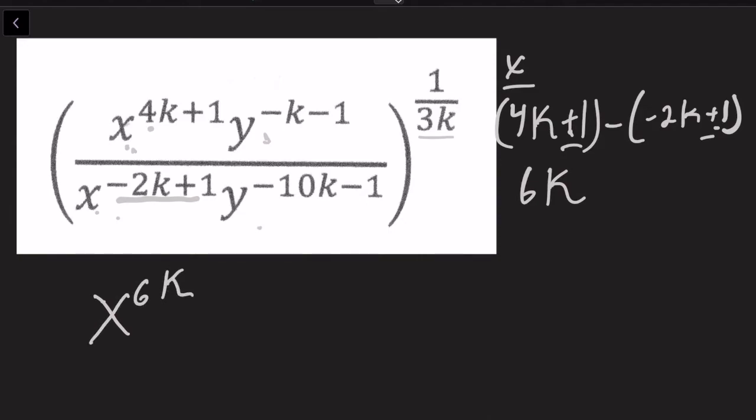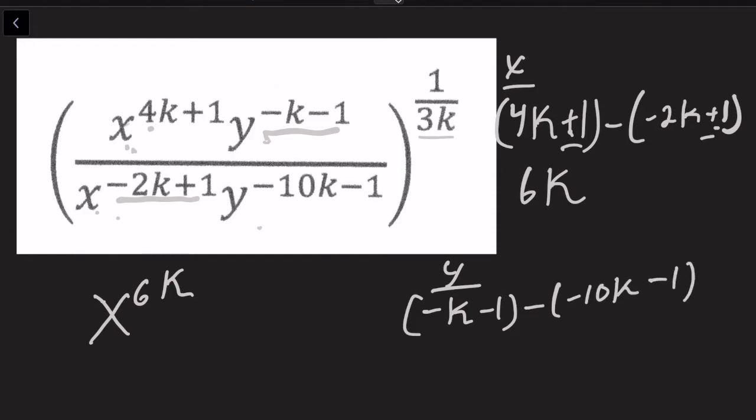The same thing with the y's. Our bigger exponent is on top. So for our y's, we're going to take -k minus 1, and we're going to subtract the smaller exponent on the bottom, -10k minus 1. So this negative is going to become a positive, and this one's going to become a positive as well. -k minus 1. So we have a -1 and a +1. So that just becomes 0. -k plus 10k, that's going to be 9k.